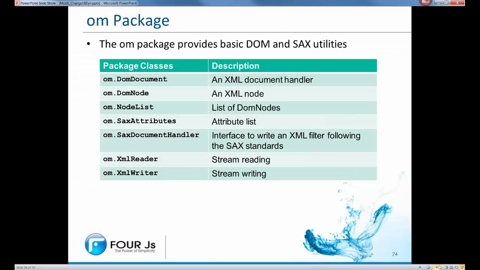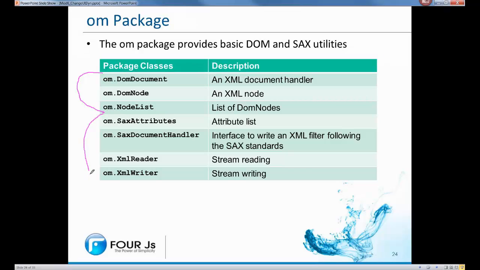So the last part of this chapter is talking about the om package. The om package has a series of methods that allow you to basically move up and down the DOM tree, manipulate objects in the DOM tree, and that also allow you to read and write XML. If I was to divide this up into 2 different sections, I tend to divide it up so we have our om.DomDocument, om.DomNode, and om.NodeList. And these are for manipulating the objects in the DOM tree and moving up and down the DOM tree.